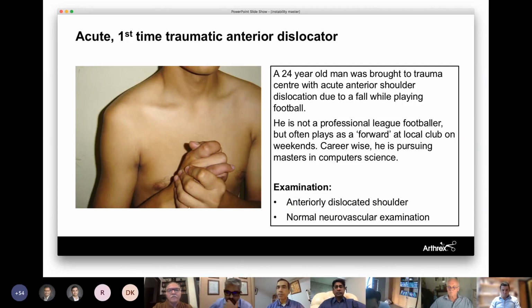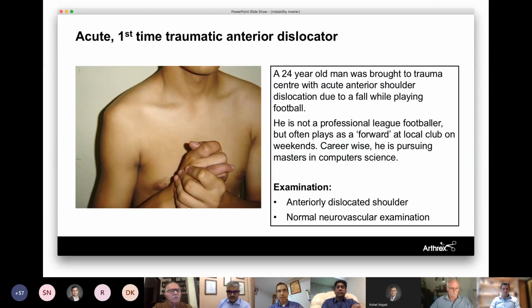Okay, thank you very much, Mark, all the esteemed panelists and the delegates who have joined us for this fantastic webinar, which I'm also looking forward to learning a lot from. So without wasting time, let's start with one of the most hot topics debated often on various forums: what do we do for the acute first-time anterior dislocator? And we made it a bit more complex.